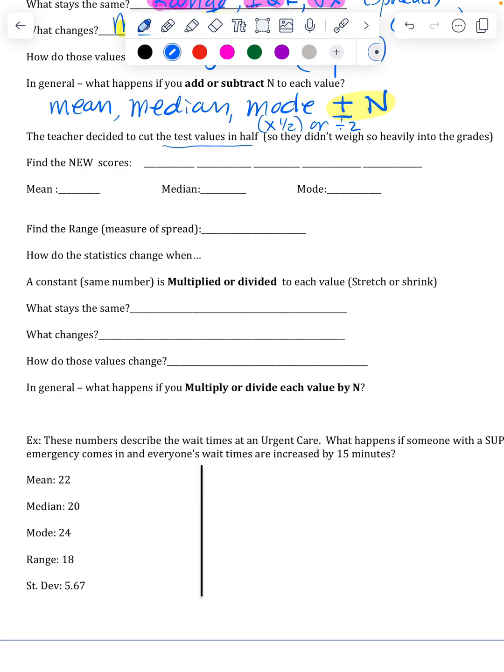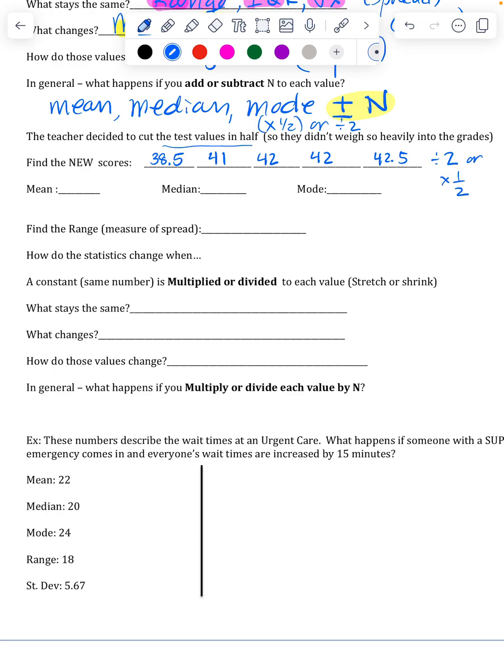So we're going back to our original scores. Our original low was 77. If I divide it in half, it's 38.5. Our next score was an 82, so half of that. Our next was an 84, half of that. 84 again, so half of that. And then our high score was 85, so half of that. So these are our new scores if we divided everything by 2 or multiplied by 1/2.